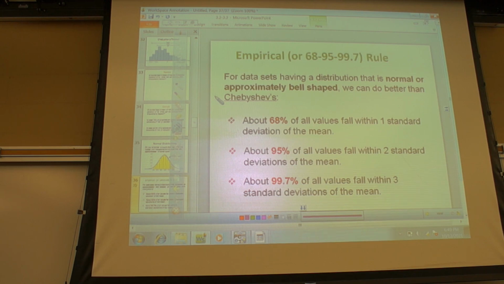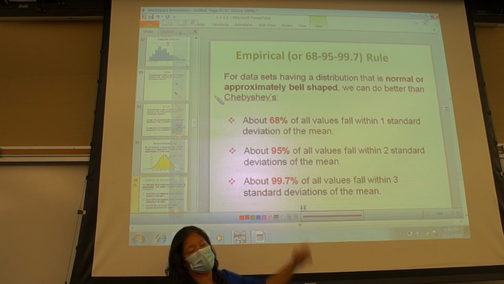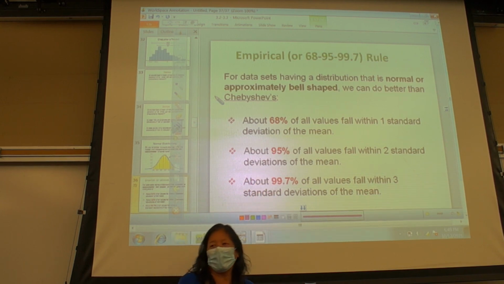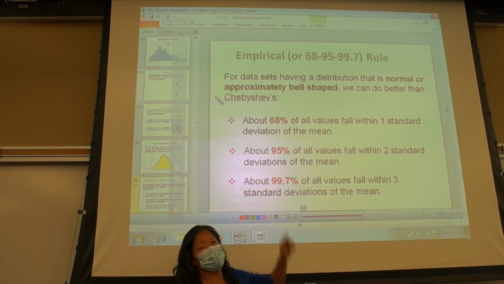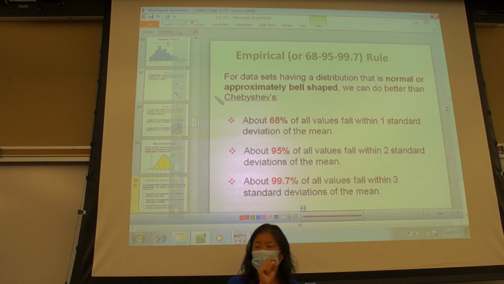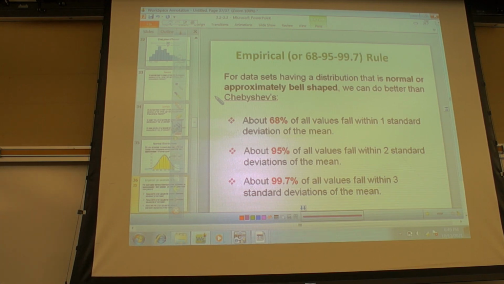And Chebyshev doesn't say anything about 1 standard deviation. Basically, it says 100% of your data, anywhere between 0 and 100%. So that is basically saying nothing. Empirical rule says right around 68%. You're right in that range. So the empirical rule, again, only applies to normally distributed or approximately normally distributed data, but it's a lot more specific.